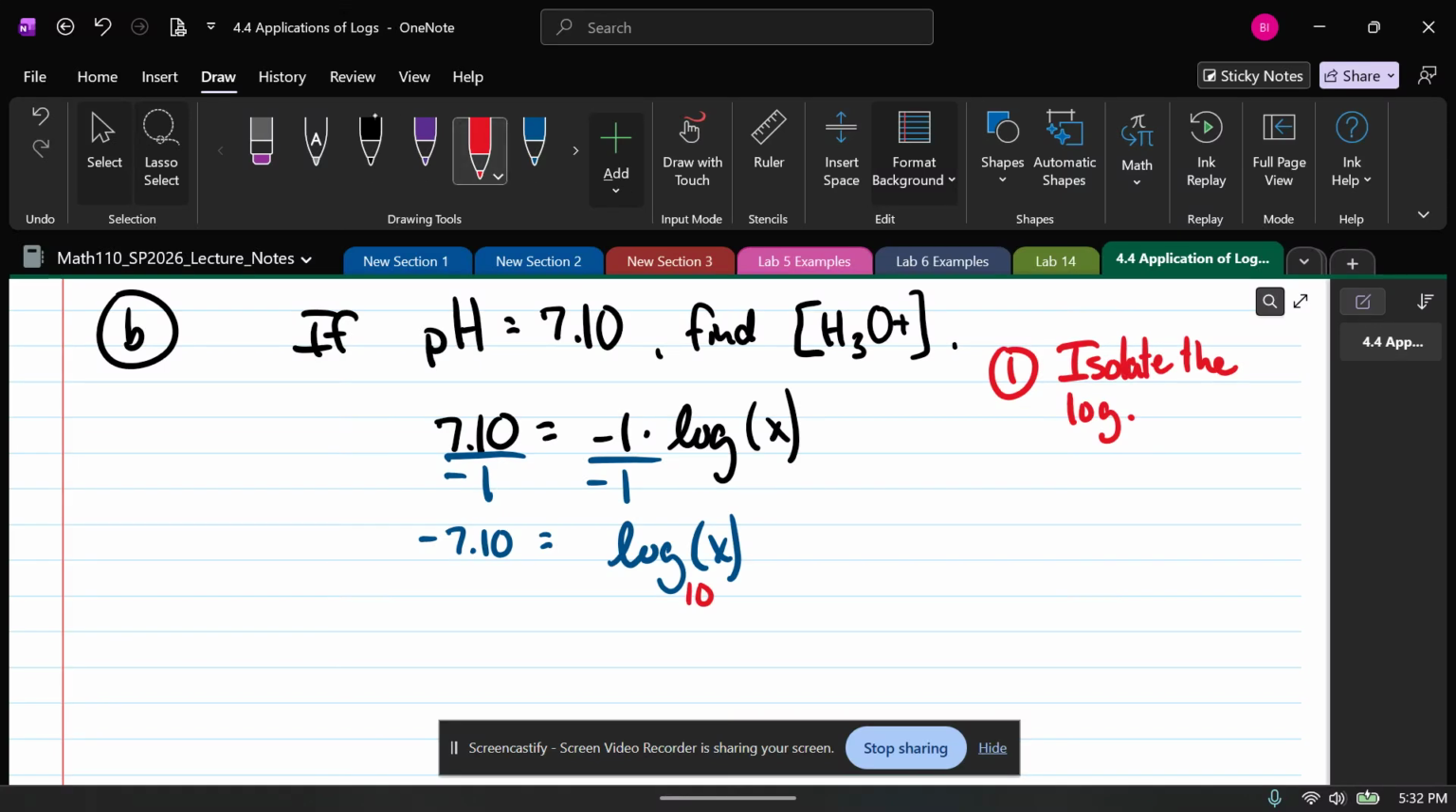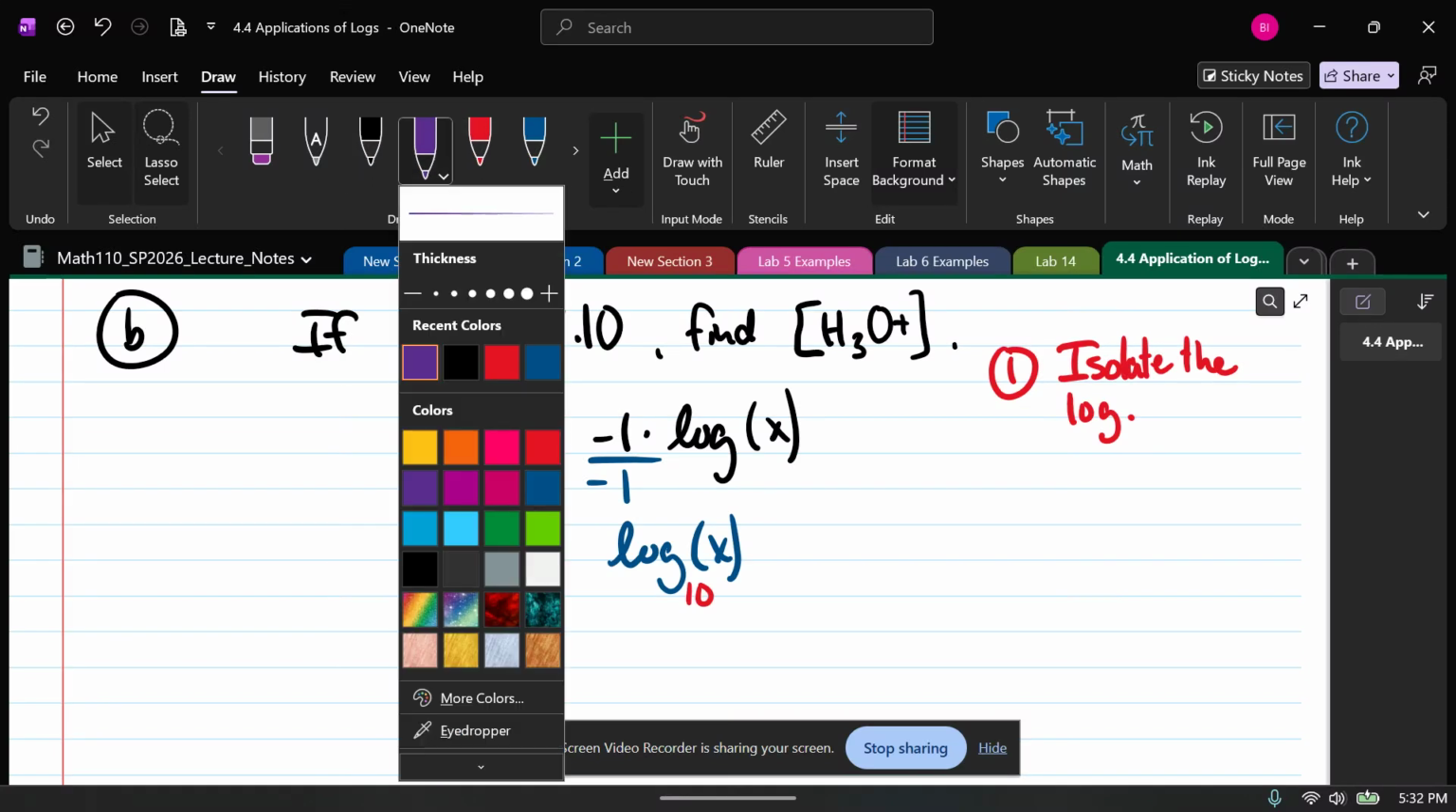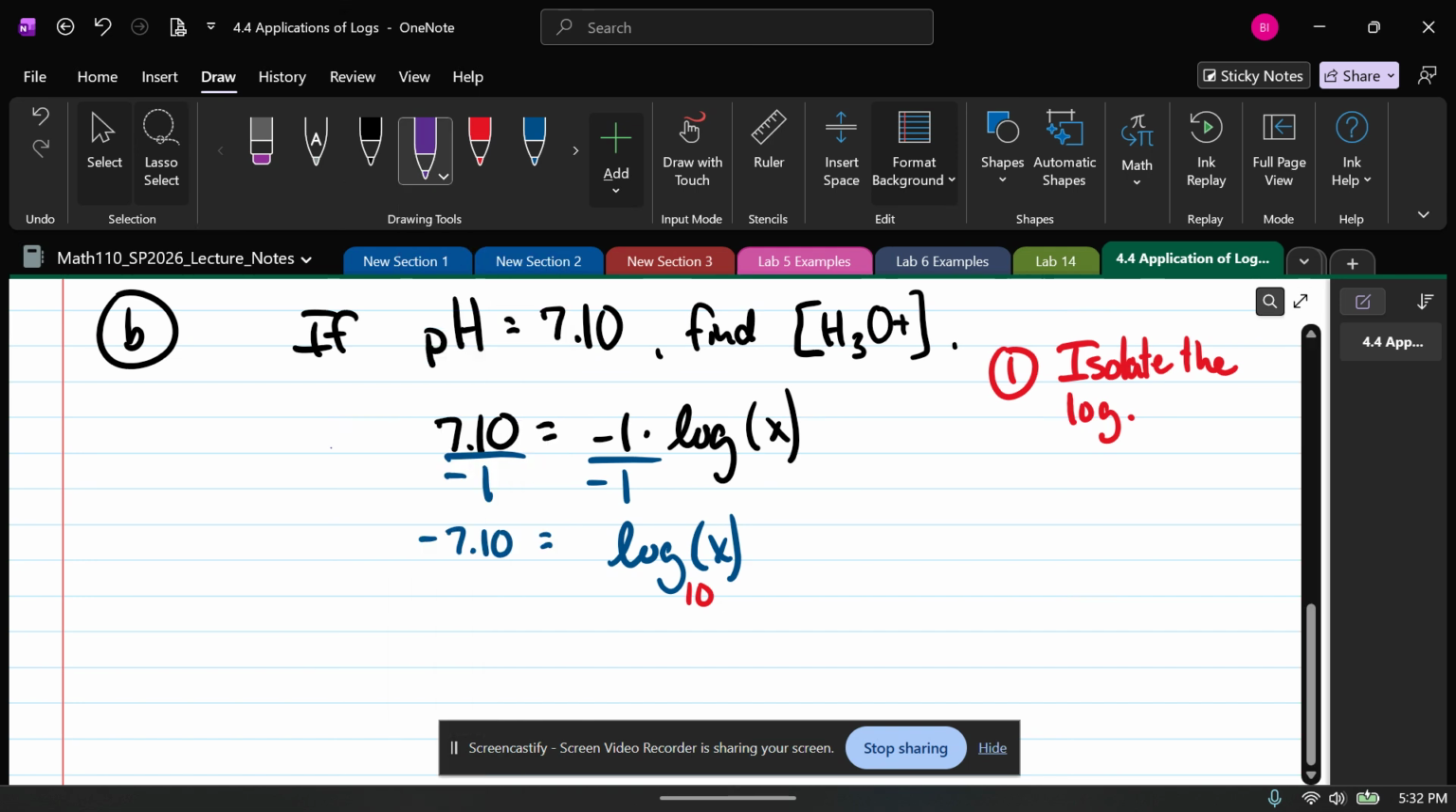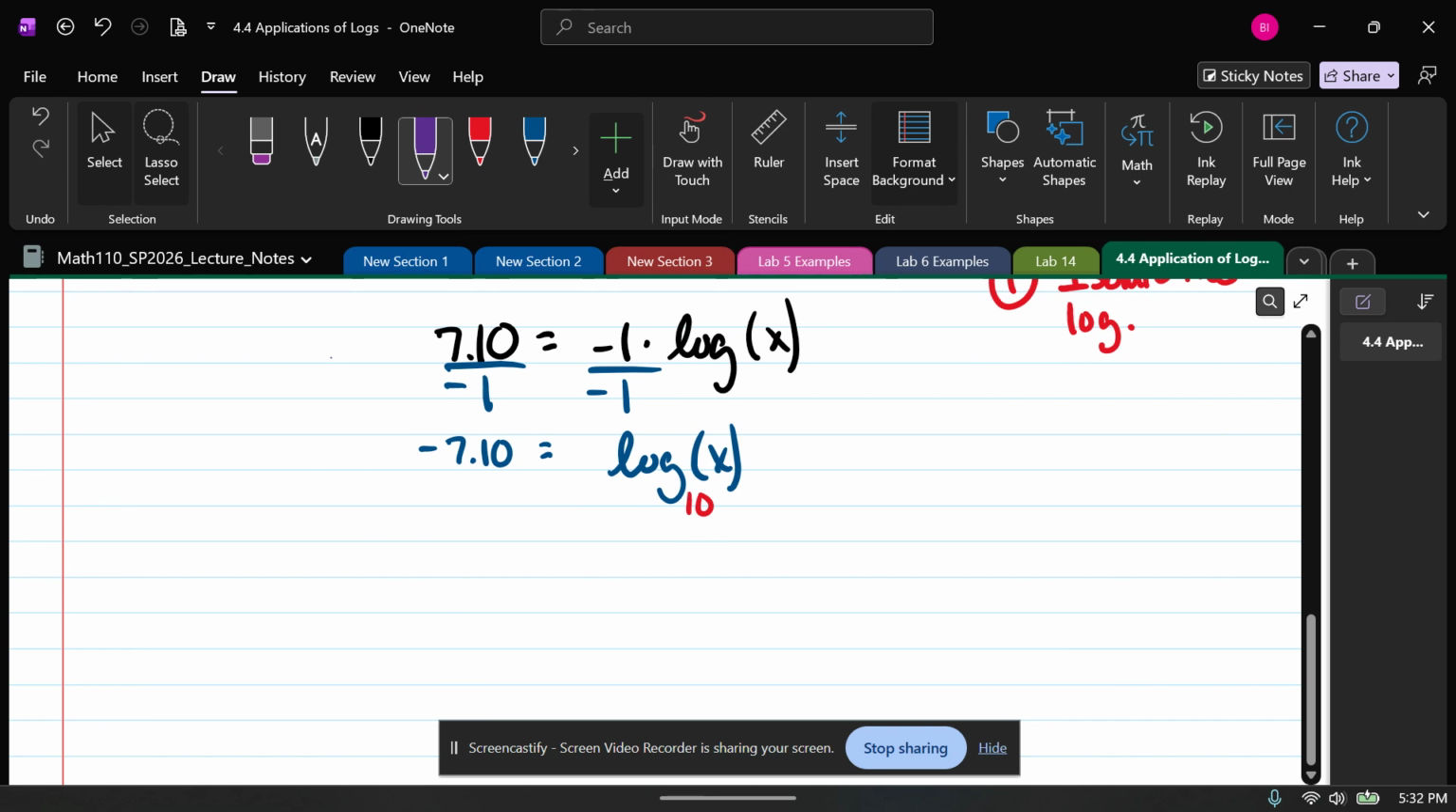So now here's where what we did in lab comes back in. We want to take that logarithm and rewrite it as an exponential. So the base is 10. My exponent is -7.10. It's equal to x. So I rewrote that logarithm as an exponential. That got me x by itself. So that's going to tell me that 10 to the -7.10 is my concentration of the hydronium ion.